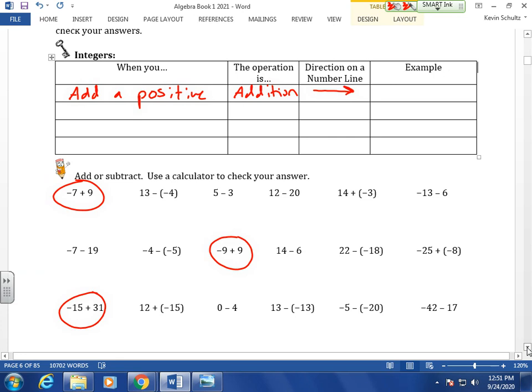An example of that, any of these three would work, but we'll just take negative 7 plus 9. What is the value of negative 7 plus 9? 2. Positive 2. Okay.